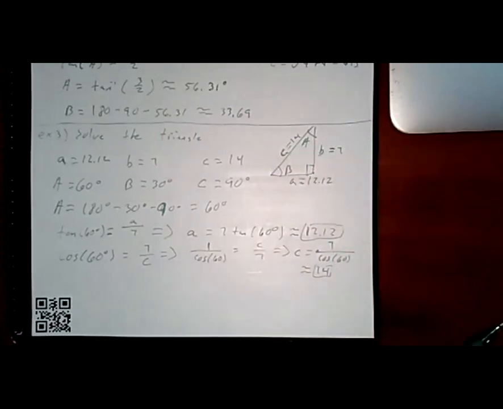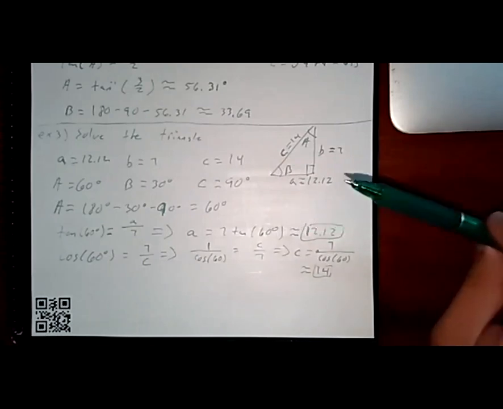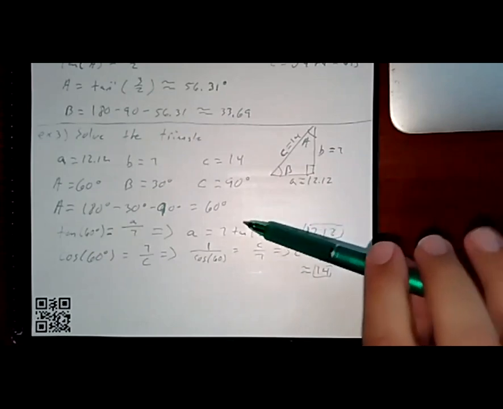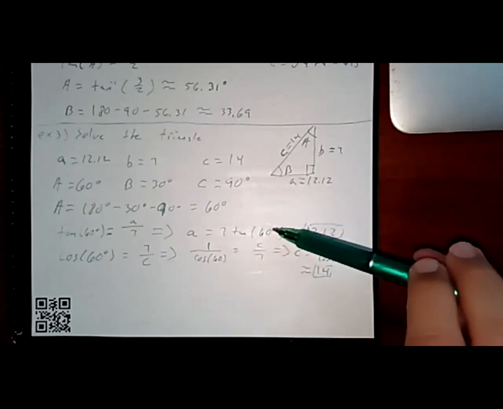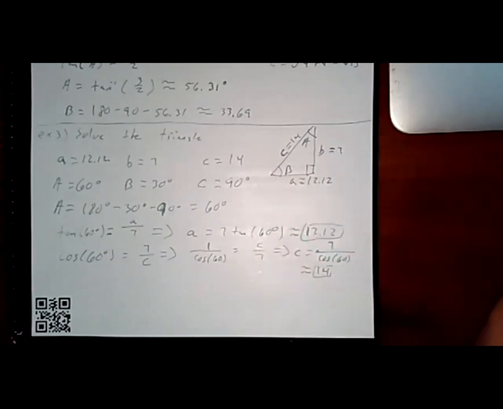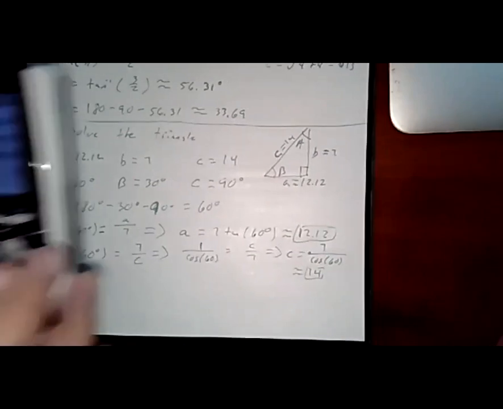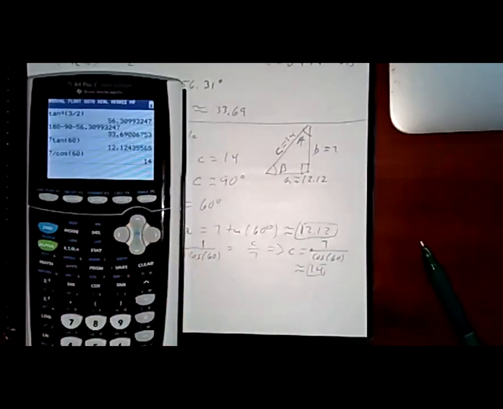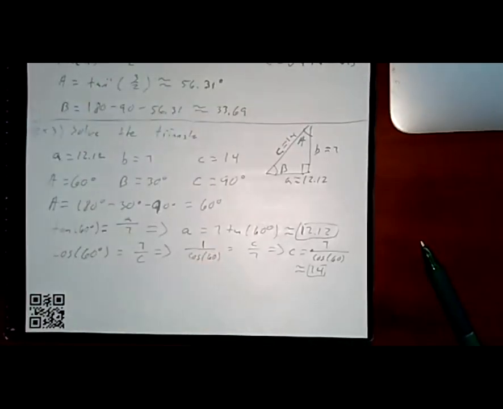Excuse me, sir. Where do you get the 12.12? Make sure your calculator is in degrees, but it would be 7 times tangent of 60. Oh, okay. Thank you. Yeah, just punch it in. If you use a unit circle, you can do it that way, but a lot of these won't have pretty angles until we get further.